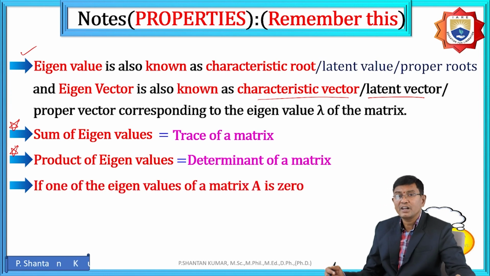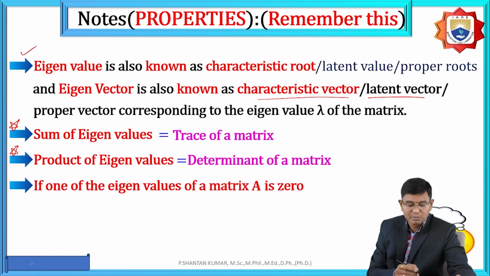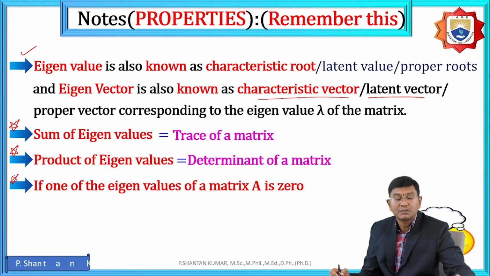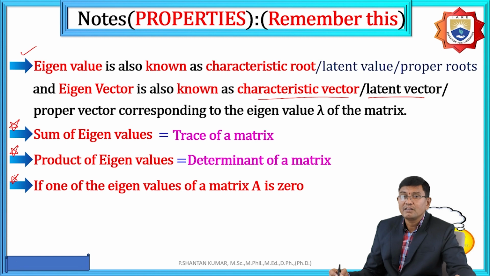And if one of the eigenvalues is 0, for example, while finding the determinant of A minus lambda I equal to 0, if we get lambda equal to 0 for any one of the eigenvalues, then the inverse does not exist.